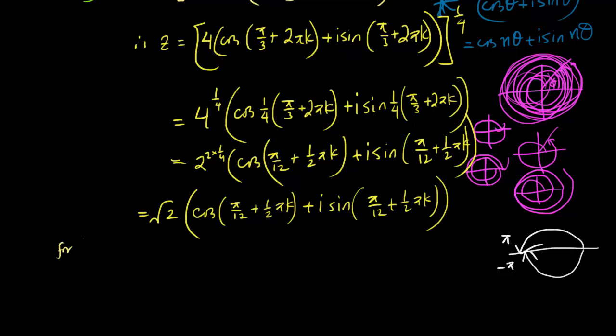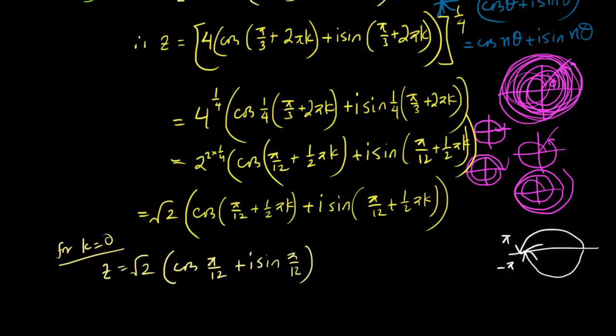For k equals 0, z equals square root of 2 cos (0 plus pi by 12) plus i sine pi by 12. So as we can see, the coefficient of pi, 1 by 12, is less than 1. That means it is within 0 to pi. So this is an acceptable root of this equation.